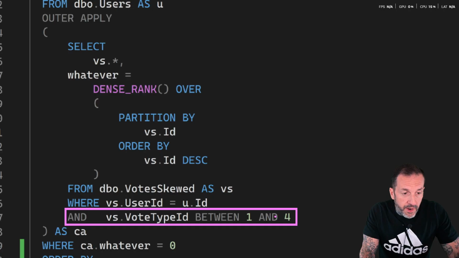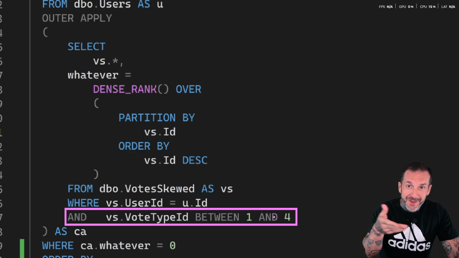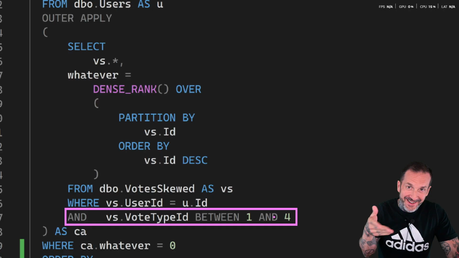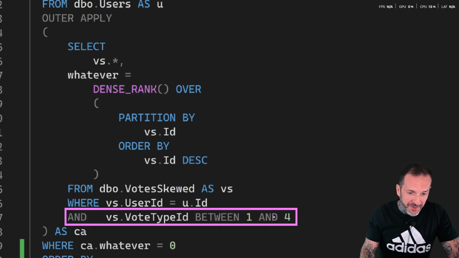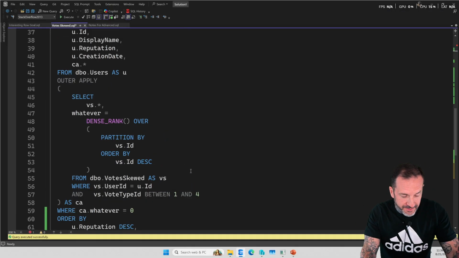This is going to be part of what gives us the skew, because the vote type ID, of course, ends up as the user ID for these, because these are the ones that were null before. So this is where things kind of get fun.